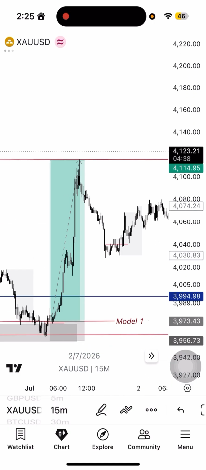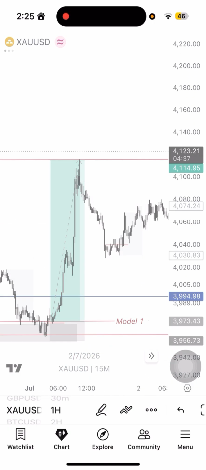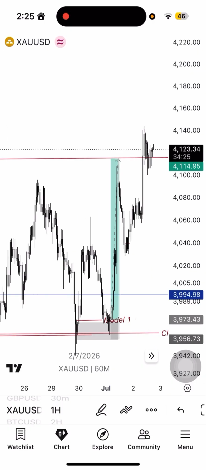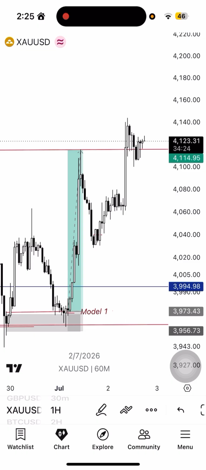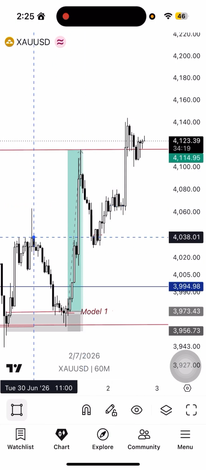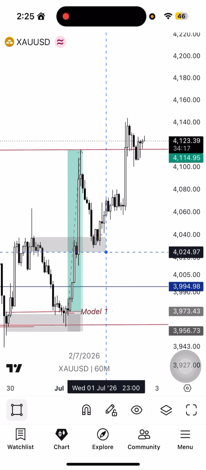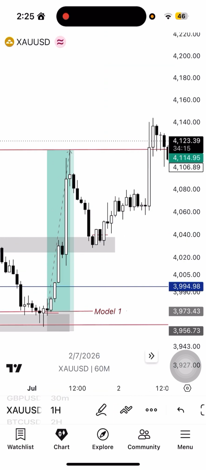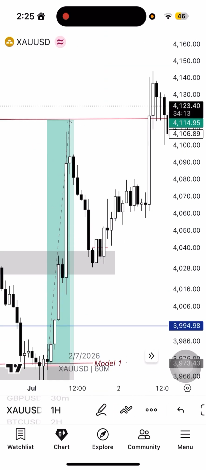Also here, when the market retraces on the 1 hour time frame, you can see a clear breaker block entry confirmation, which we got at this level. So here you can see a clear break of structure around this point. So this is where I got my second entry, around this point.